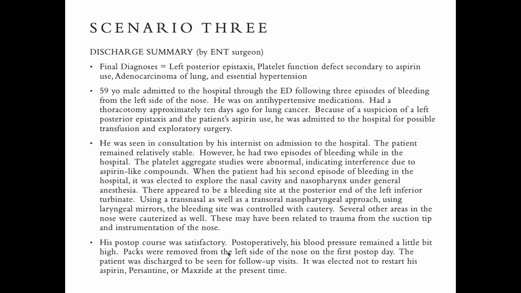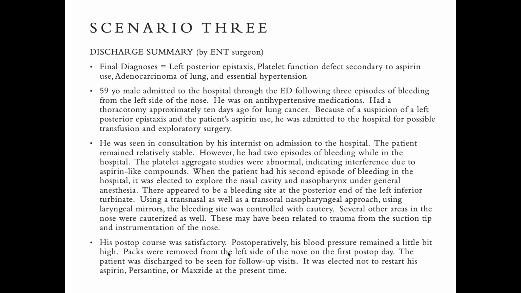The patient remained relatively stable. However, he had 2 episodes of bleeding while in the hospital. The platelet aggregate studies were abnormal, indicating interference due to aspirin-like compounds. When the patient had his second episode of bleeding in the hospital, it was elected to explore the nasal cavity and nasopharynx under general anesthesia.